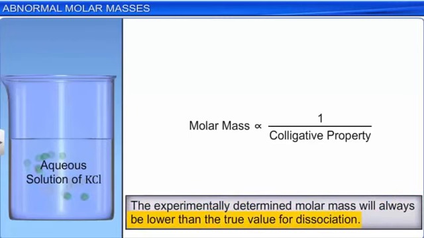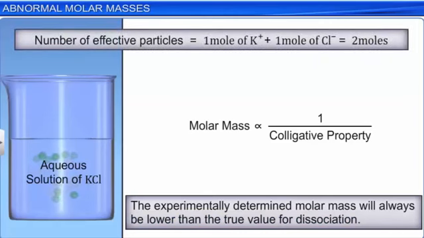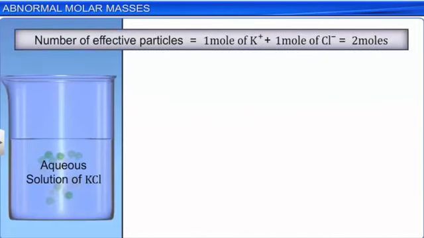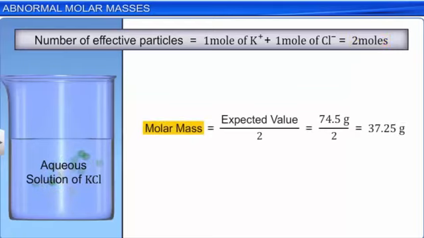For KCl, as the number of particles becomes double, the observed colligative property is double the expected value, while the observed molar mass is half the expected value. That is, 74.5 grams divided by 2, which is equal to 37.25 grams.